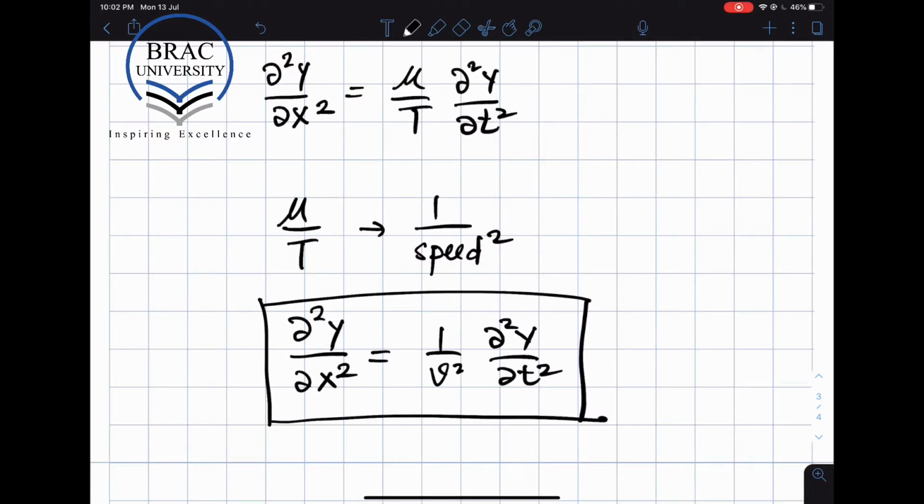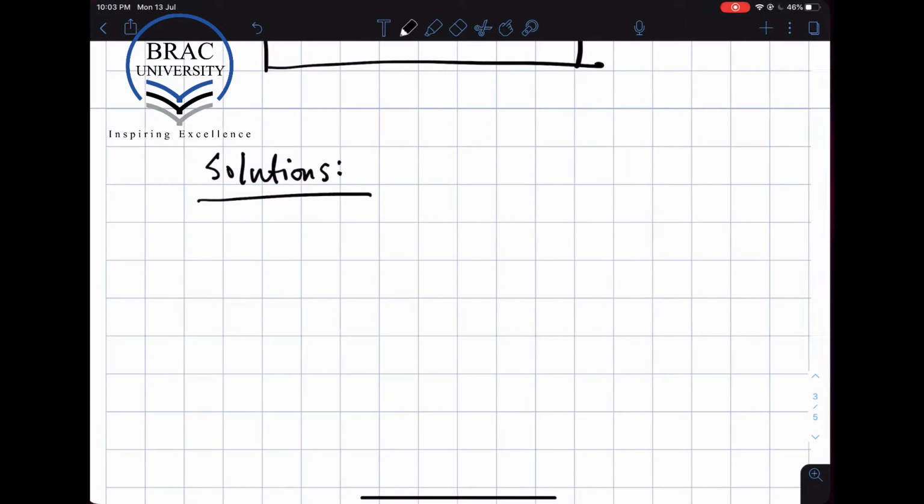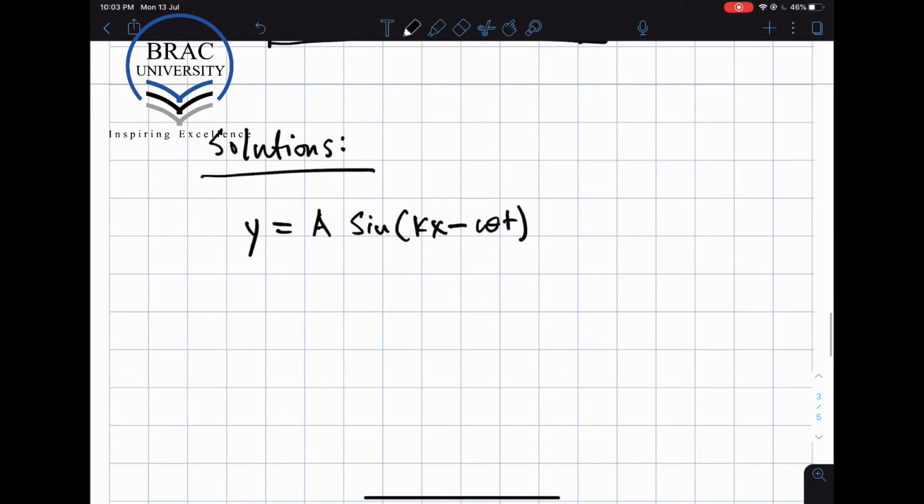So let's discuss some solutions to this wave equation. So let's look at solutions. So let's take what I would call an ansatz, or a proposed solution. Because it's a wave equation, it should admit some nice sine wave as a solution. So let's take y to be our proposed solution.